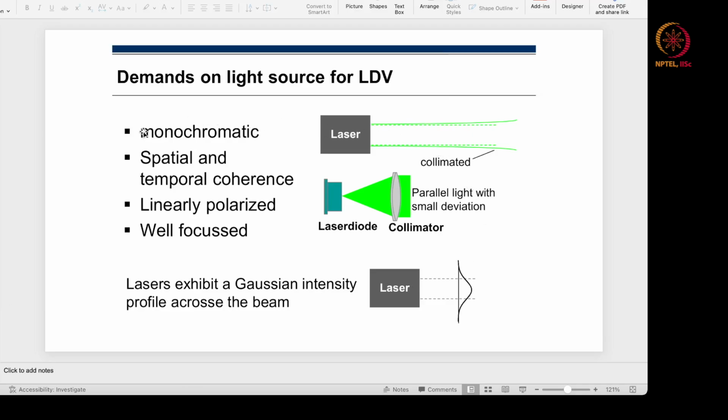So the demand for the LDV is therefore very simple. It needs to be monochromatic, so single wavelength, and spatially and temporally coherent, and this collimated profile should have very small deviation with respect to each other. So in the next class, we will talk more on this.